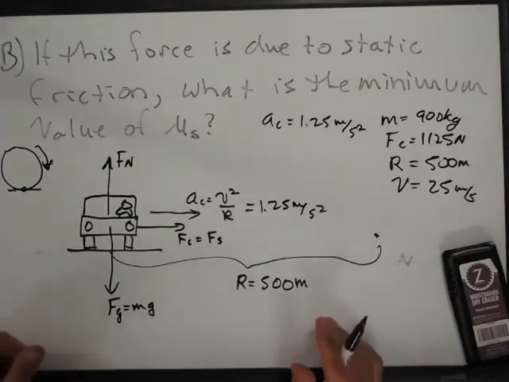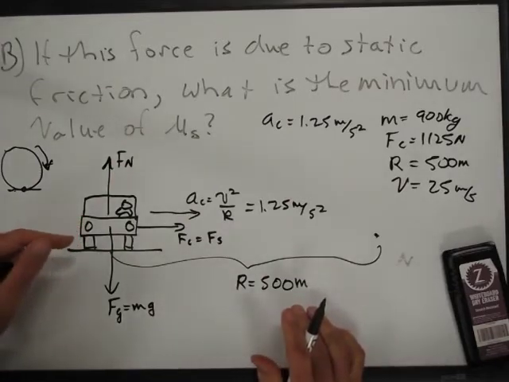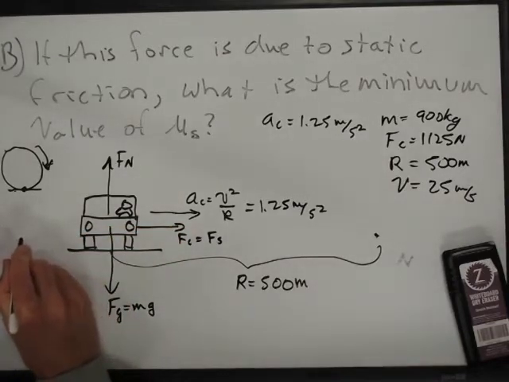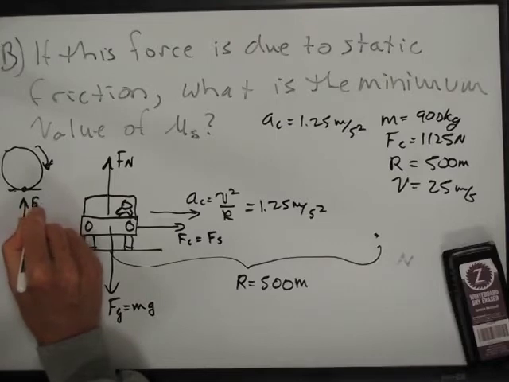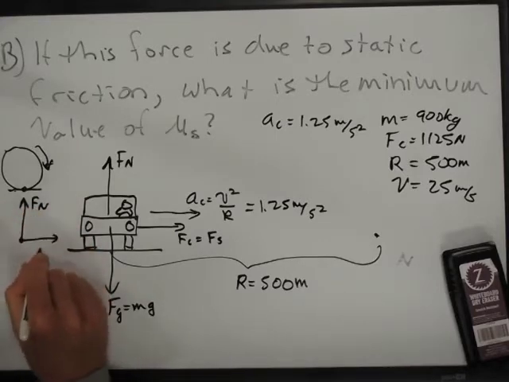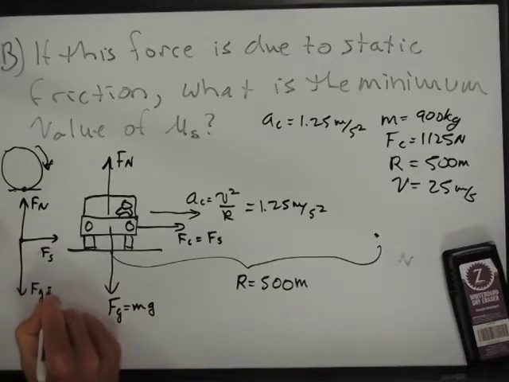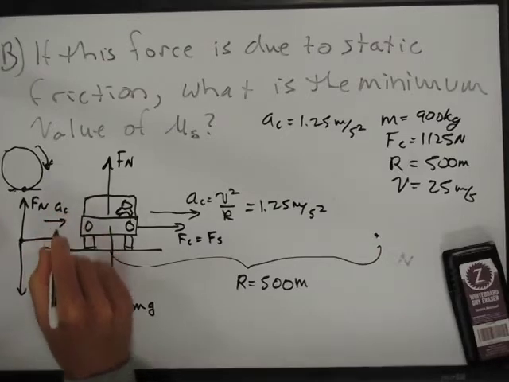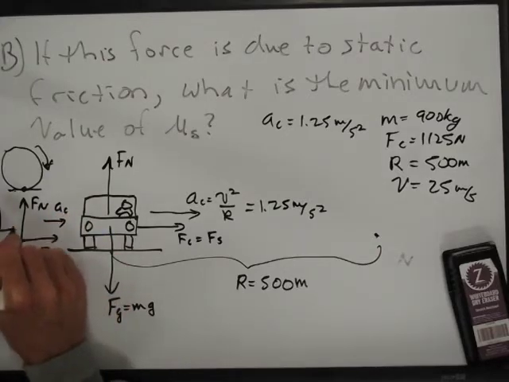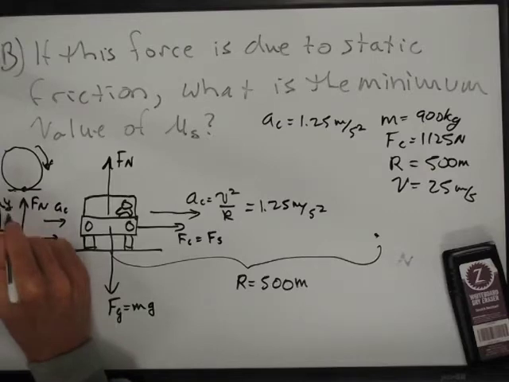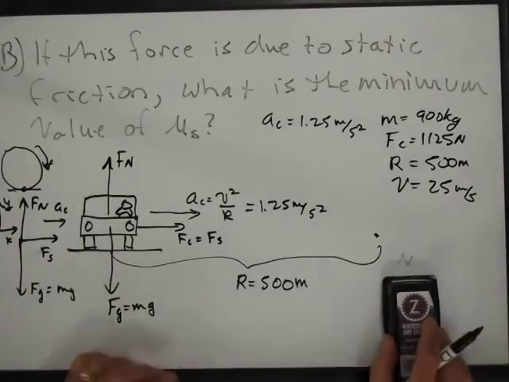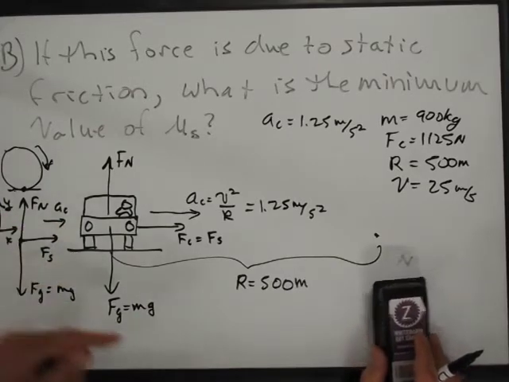And so if we wanted to break this problem down, we're going to say, well, the car is accelerating this way. If I turn this into a free body diagram, I have a normal force, I have a static friction force, I have a force of gravity, I have an acceleration this way, and I draw my coordinate system like that because I want one of the axes of my coordinate system to be in the direction of the acceleration.